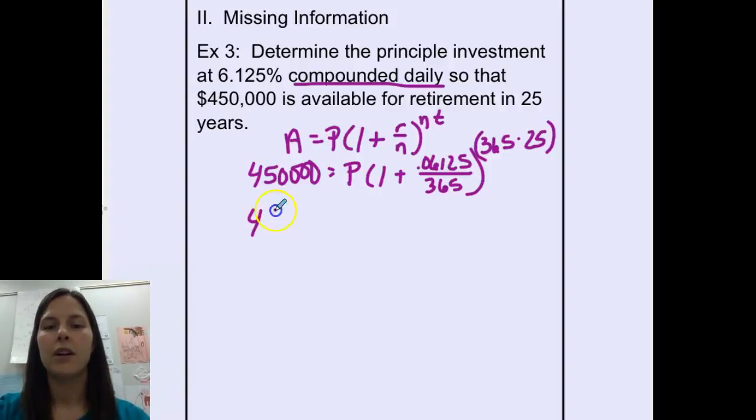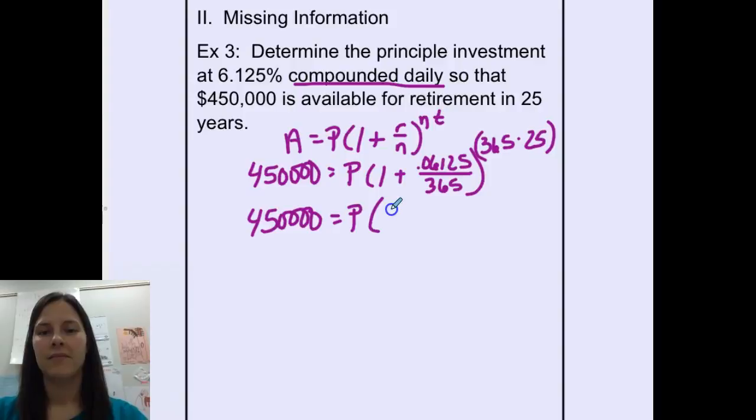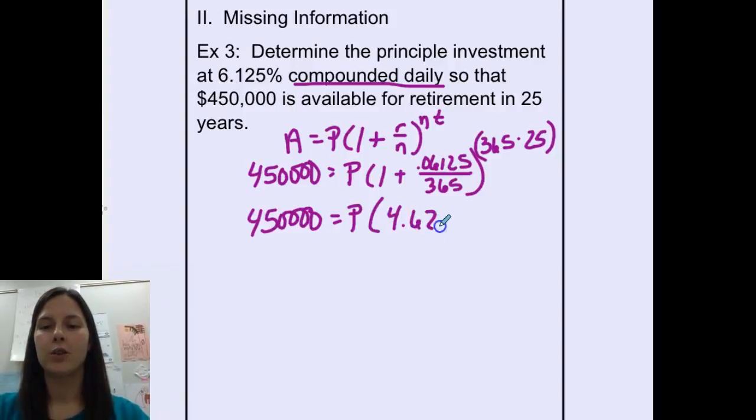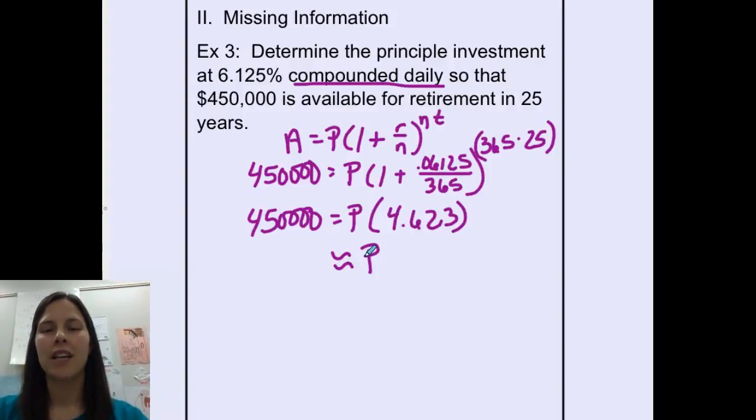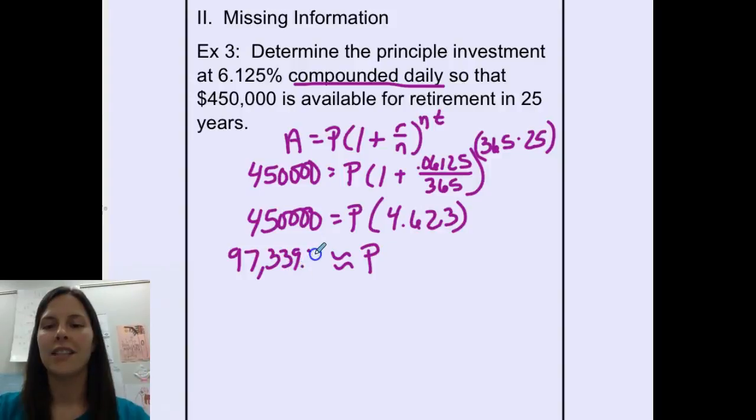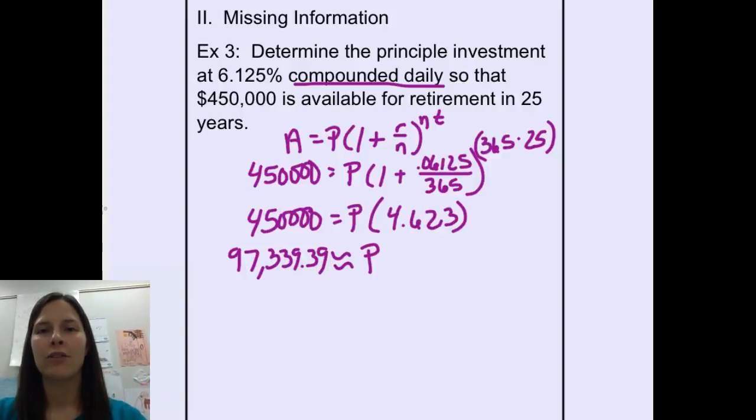I'm going to start this one by punching everything into my calculator, obviously besides the P on the right-hand side of my equation. And I get about 4.623. So I will divide both sides by that value to figure out my initial investment. I will need $97,339.39 to invest if I want $450,000 in 25 years.